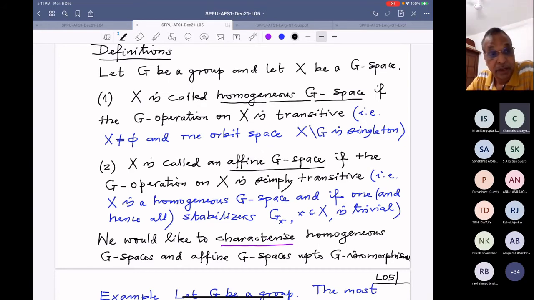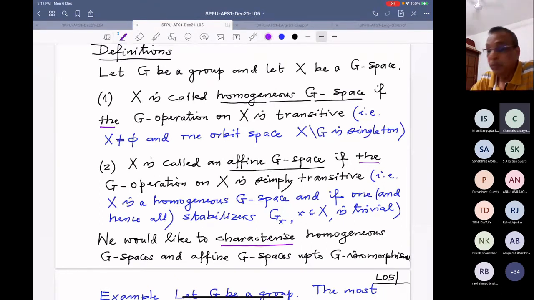Now, second, X is called an affine G space if the G operation is simply transitive. Once you say X is a G space, that is given to us with a fixed G operation of G on X. If it is a different operation, then we call it a different G space. Please remember this. That is why I use the adjectives here. This is what was creating confusion last time.